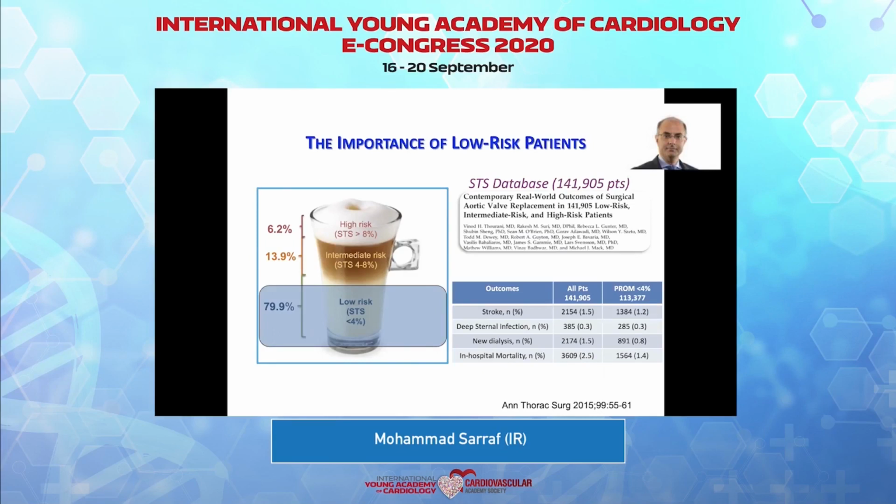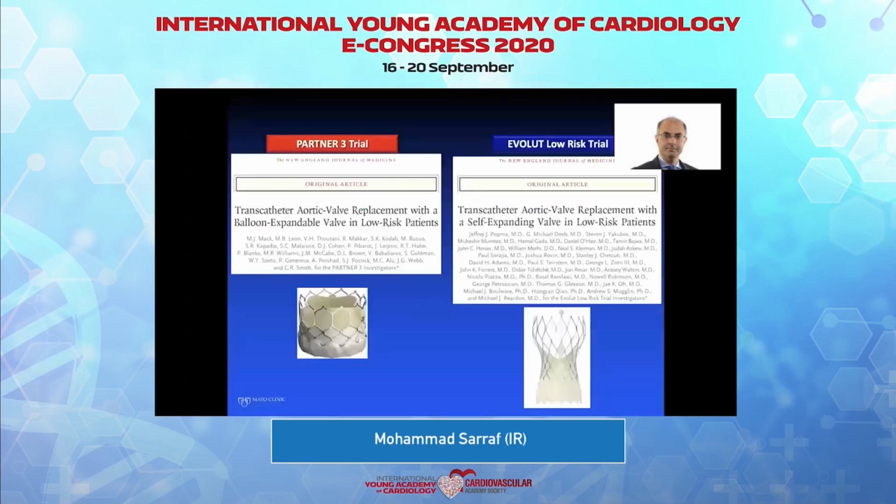So clearly, our surgical colleagues are doing a remarkable job for patients who have low risk of aortic stenosis when they go to the operating room. In ACC 2019, two very important trials were published. One was the Partner 3 trial, and the other one, Evolut Low Risk, both of which compared TAVR in a low-risk patient population with surgical AVR.